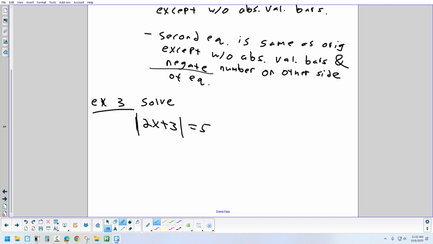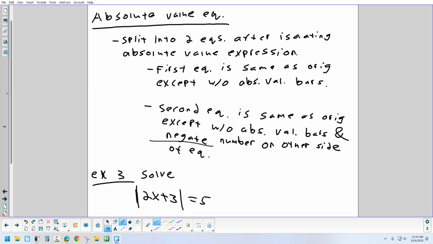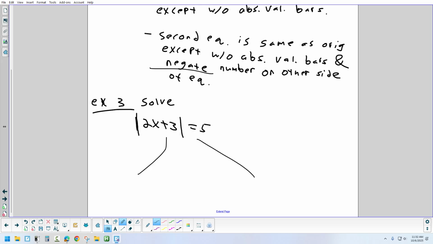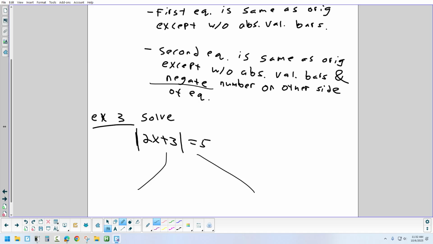Okay, so let's look at this one. So first step, split it into two equations after the absolute value is isolated. Is the absolute value isolated in that one? Yes. So then it's ready to split into two. Can anyone tell me the first equation that I'm going to get when I split that into two? Yeah? 2x plus 3. Anything else?